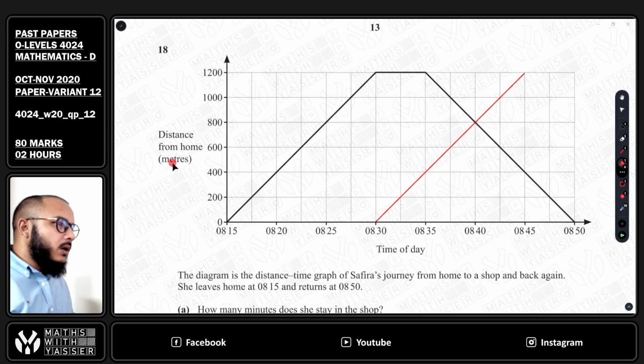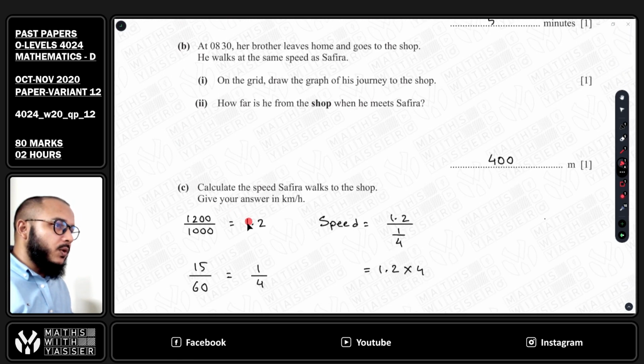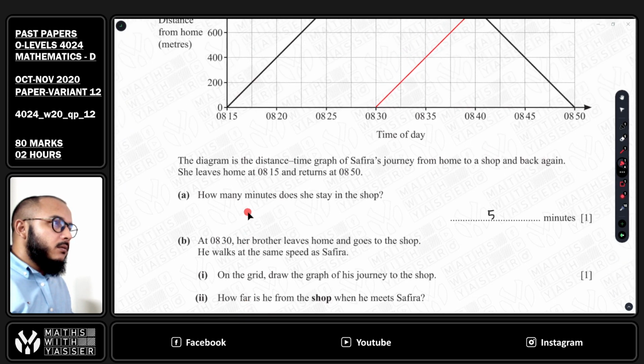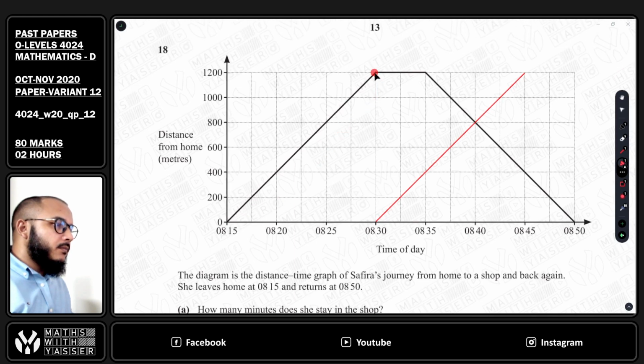So our graph is drawn in meters on the y-axis. So we must make sure that we leave our answers in kilometers per hour eventually. Now let's look into the question once more. We need to find the speed of Safira. The gradient of the line is the speed.